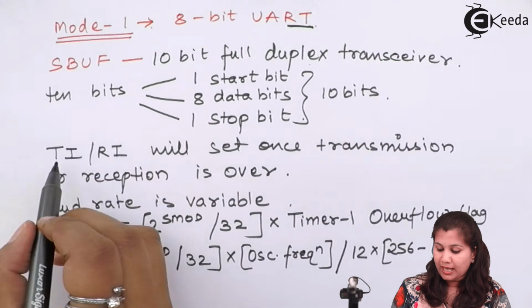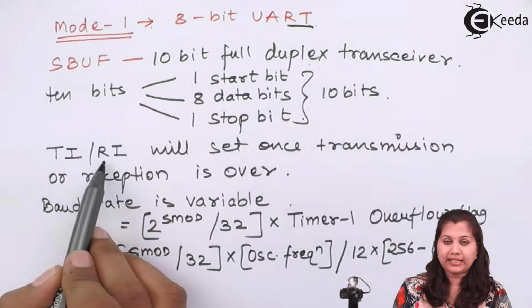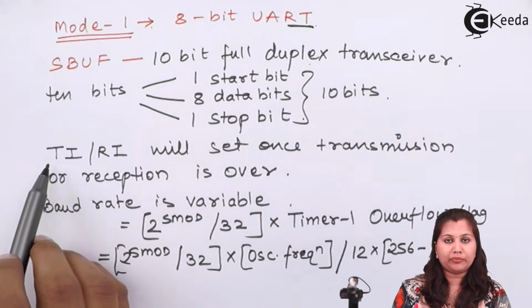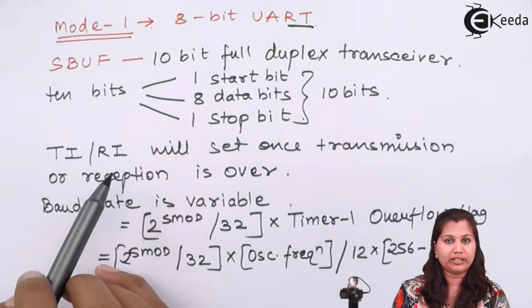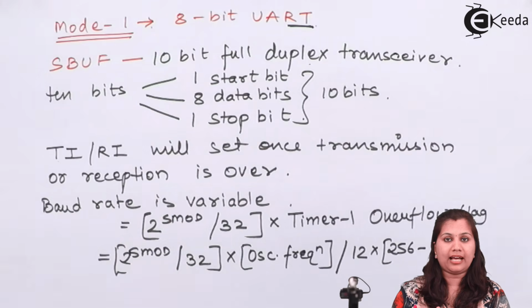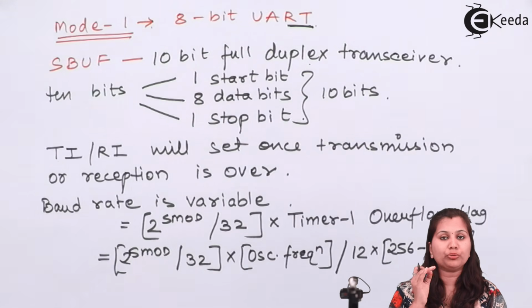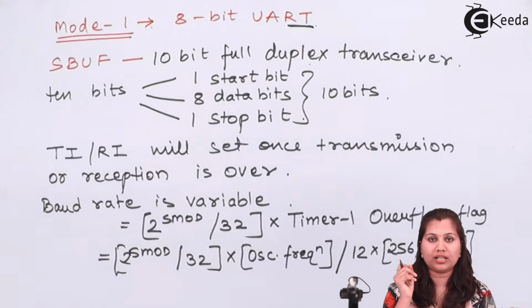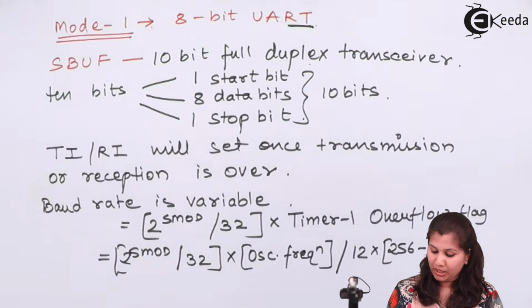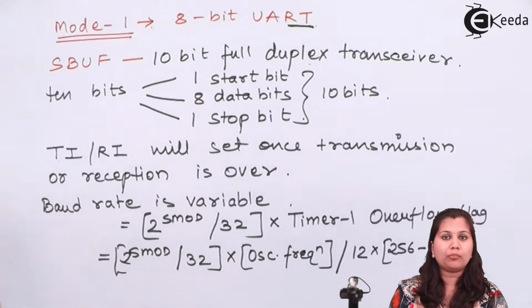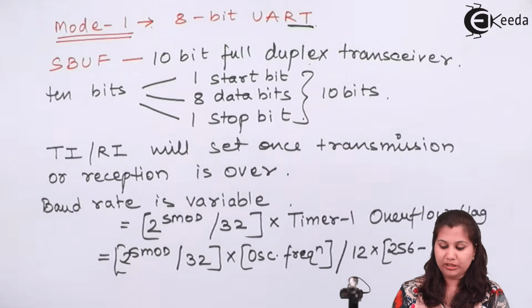Now, in this we have TI and RI, that is the transmitter interrupt flag and the receiver interrupt flag. These TI and RI will be set once the transmission and reception of the data is over. And if we want to reset them, we can use the SCON register. In this mode 1 the baud rate is variable, it can be changed.